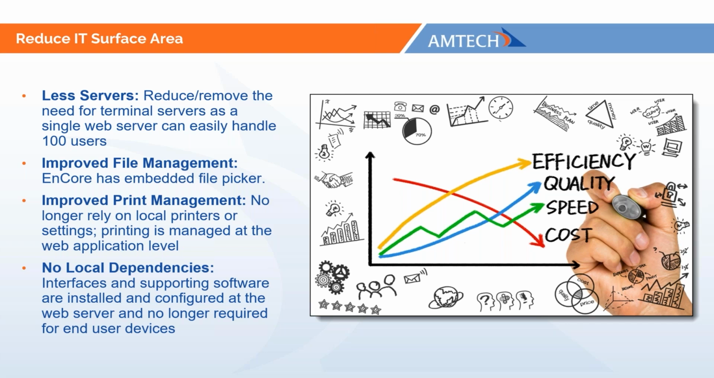And then the last thing in terms of reducing IT surface area is no local dependencies. Any interfaces, for example, to third-party products, supporting software for things like ESCO or other scheduling interfaces to EDI are all installed and configured at the web server, giving you much more controlled access to those interfaces and settings. So we feel that combination of features helps improve your efficiency, your quality, and your speed, and ultimately lowers your cost with less surface area.